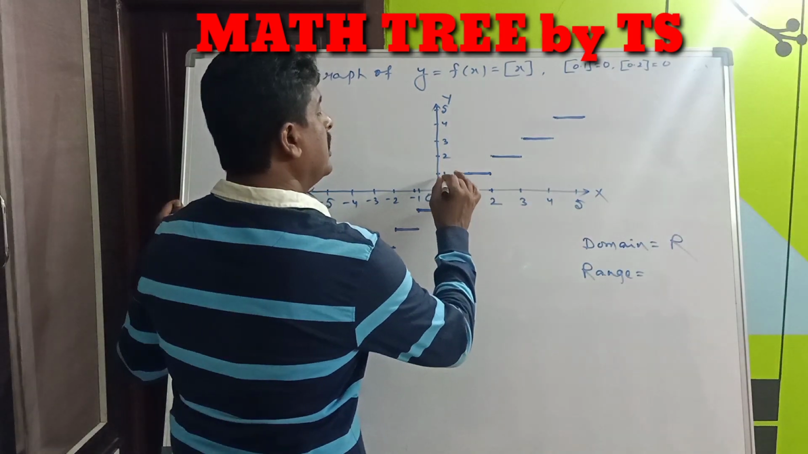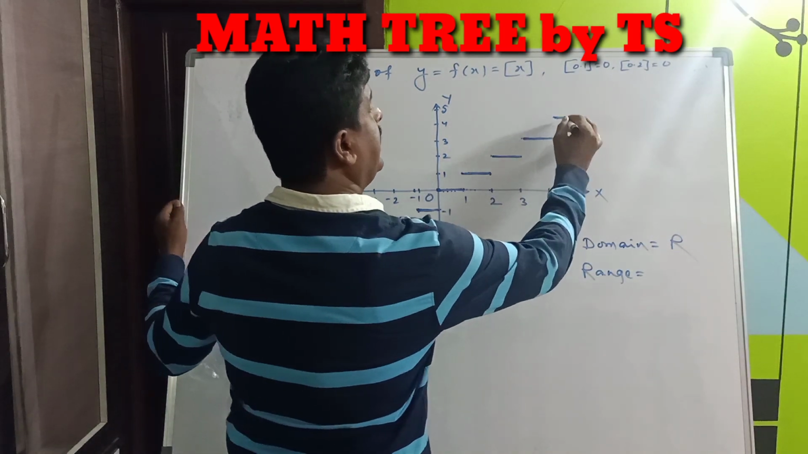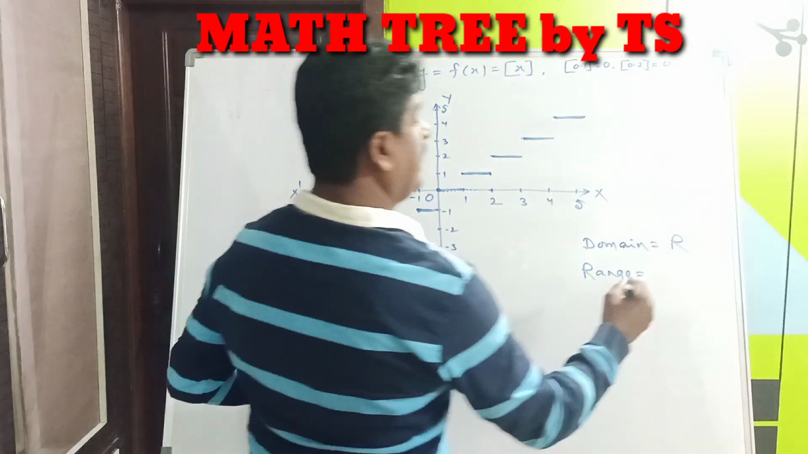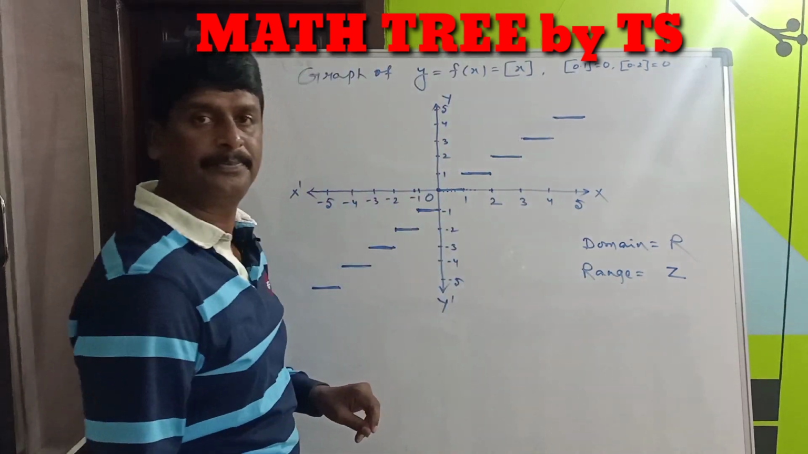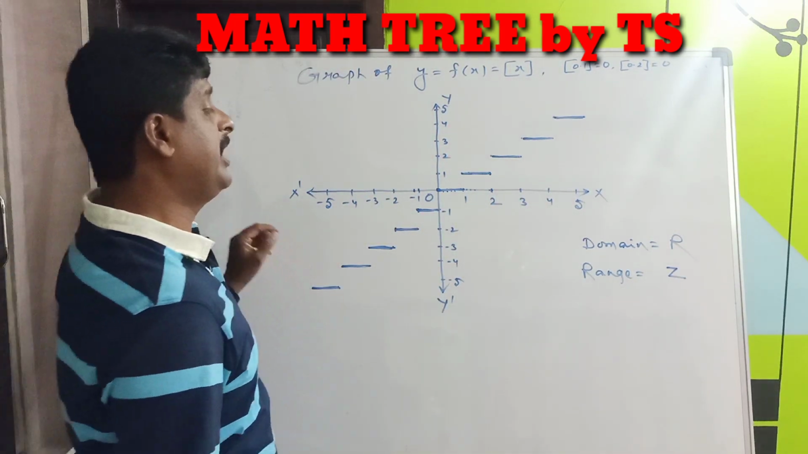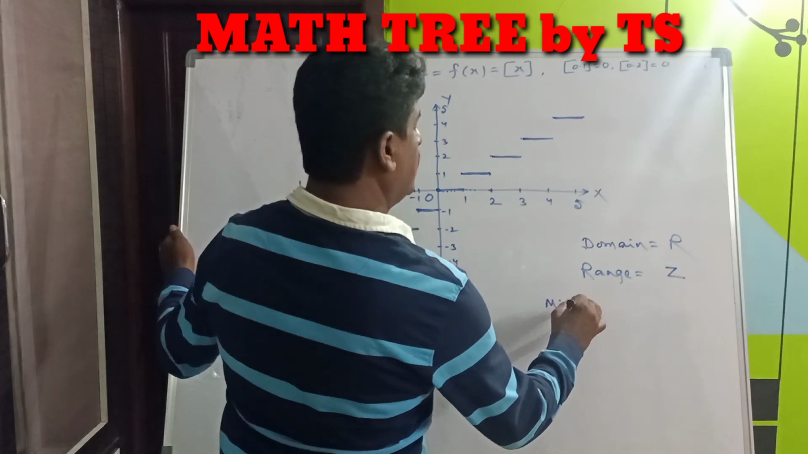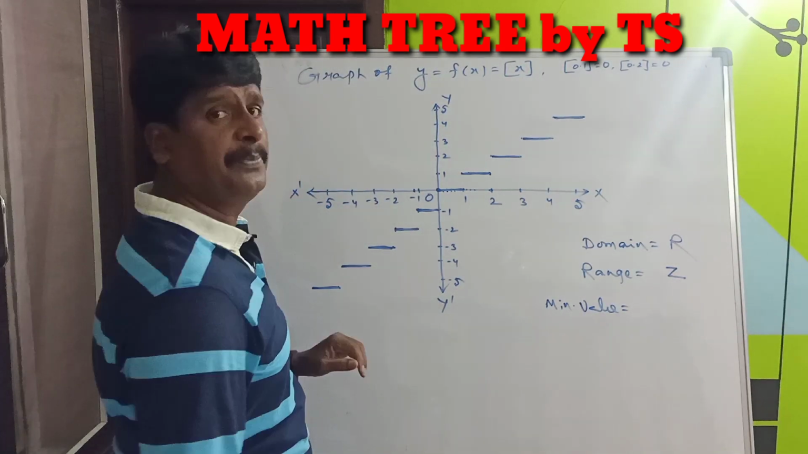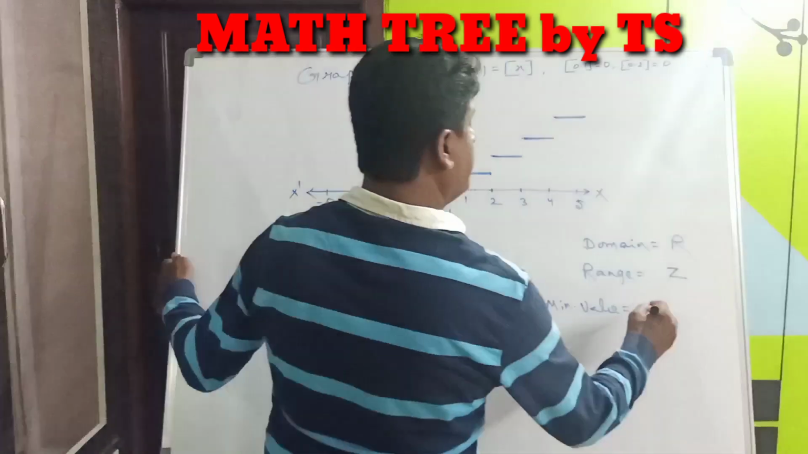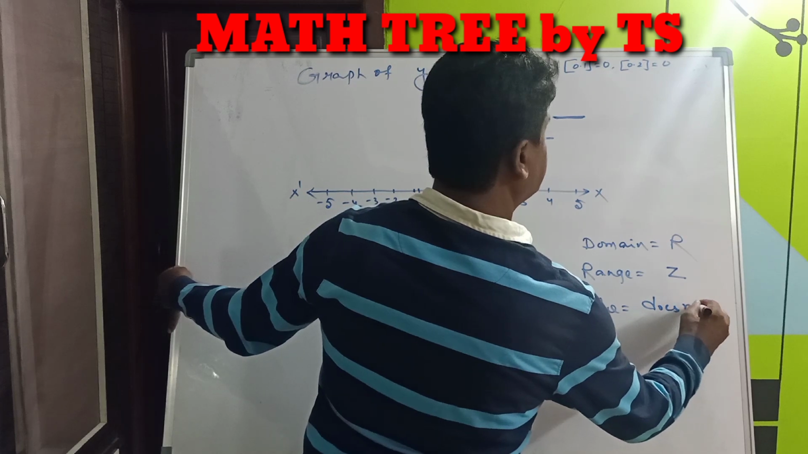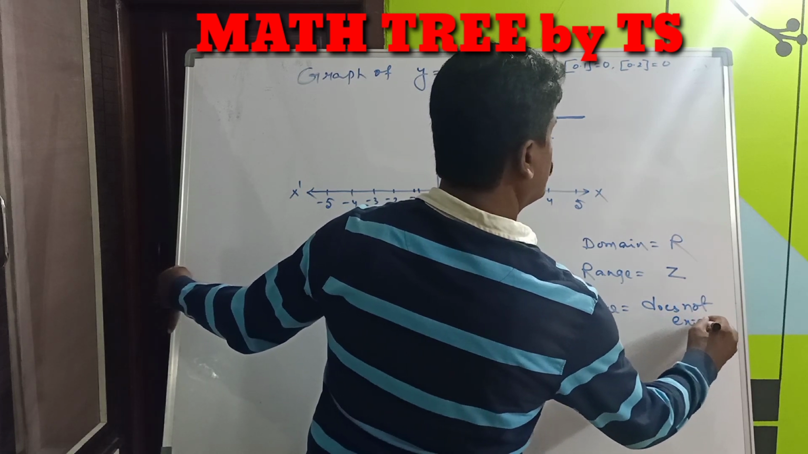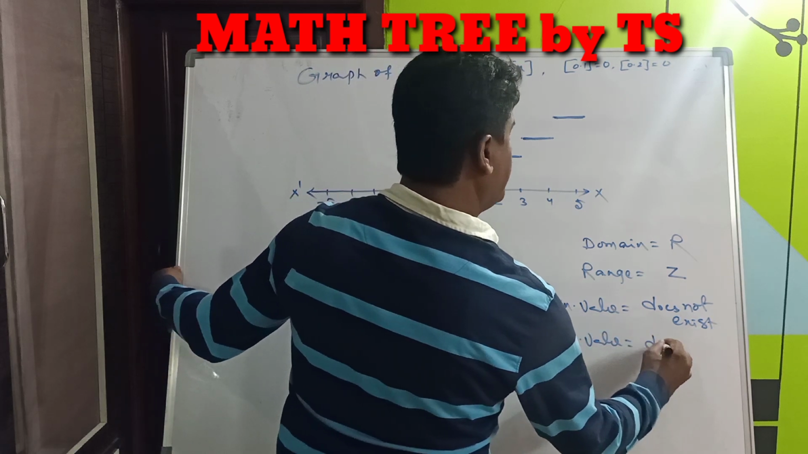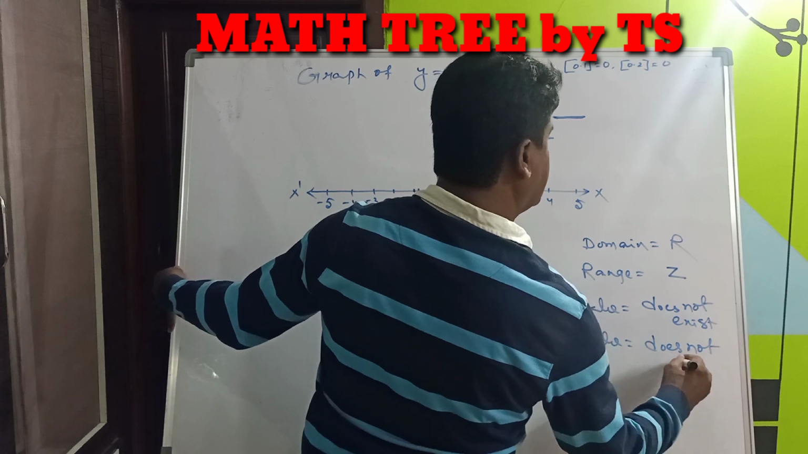Here 0 only, here 1 only, here 2 only, here 3, 4, minus 1, minus 2, minus 3, minus 4, and so on. That's why range is only Z. Okay. What about the minimum value? Range is Z, which means there is no minimum integer, so the minimum value does not exist. What about the maximum value? Maximum value also does not exist.